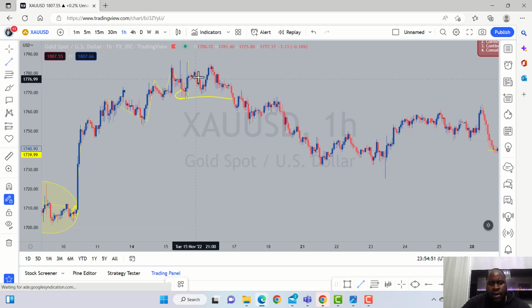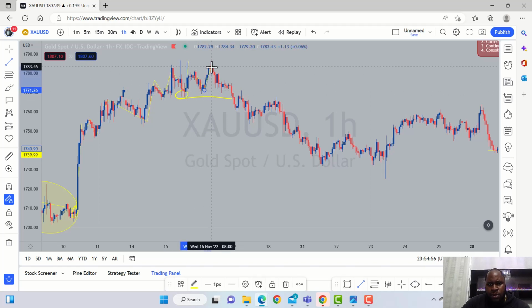And then we have a correction, continuation, right? And then here, this is the main point. What happened is we broke this area over here, the previous low. What do we say? In order for us to validate a correction, especially on the buyer side, we need to make another higher low. In this case, we did not make another higher low.